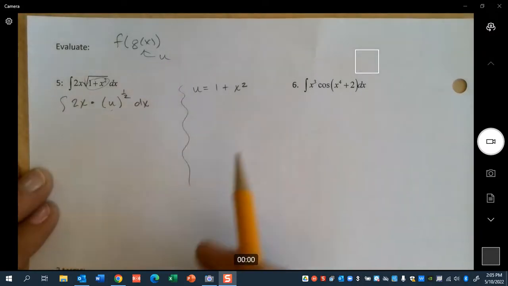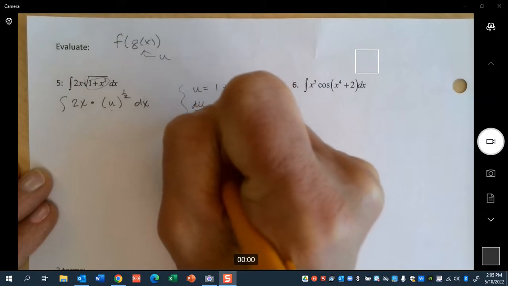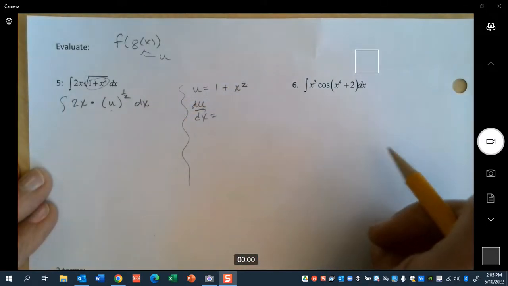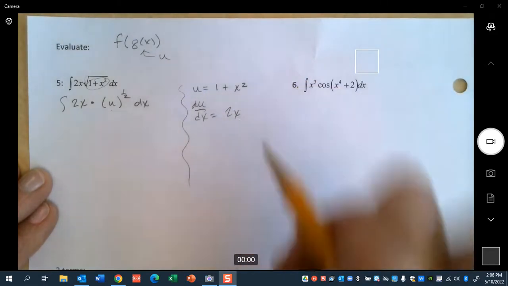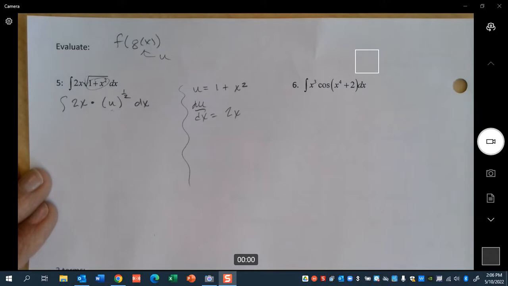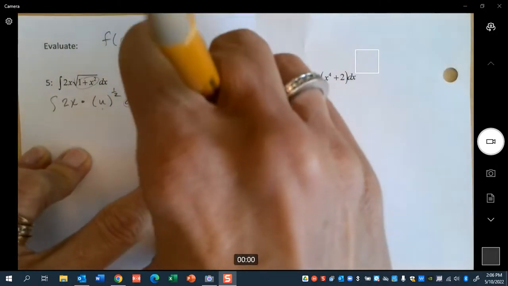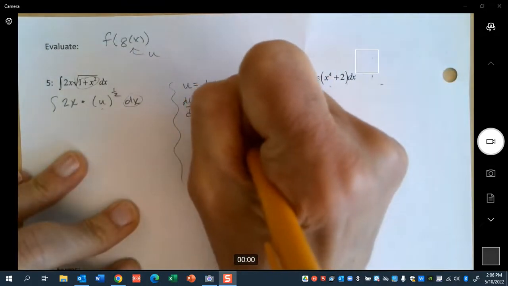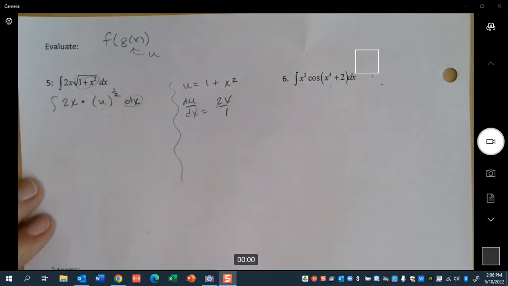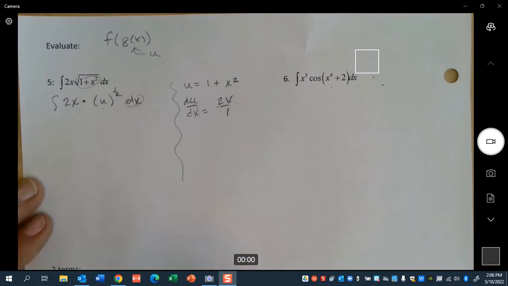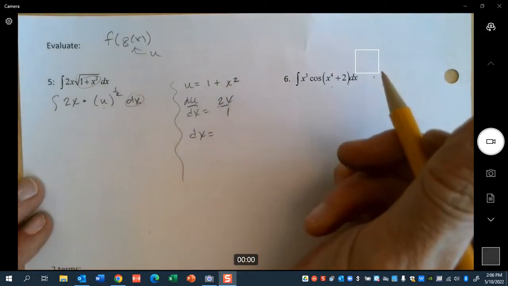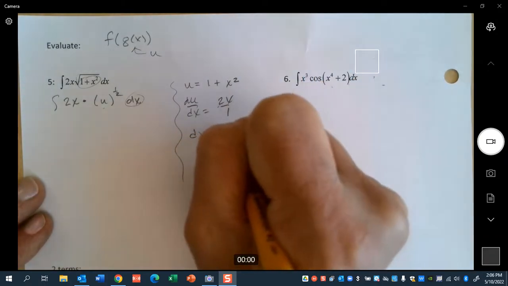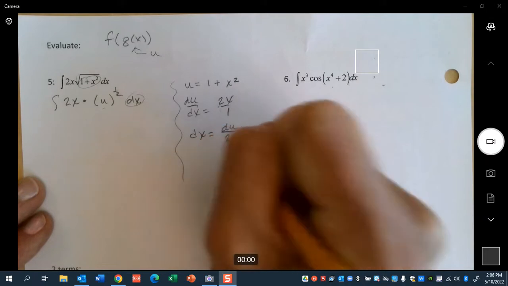So come over here and let's figure out what du with respect to x is equal to. Derivative of a constant is 0. Derivative of x squared is 2x. You okay with that? I need to substitute in for dx. If it's easier for you to rewrite this as a proportion, do cross products and solve for dx. You'll find out that dx is going to be equal to du divided by 2x.